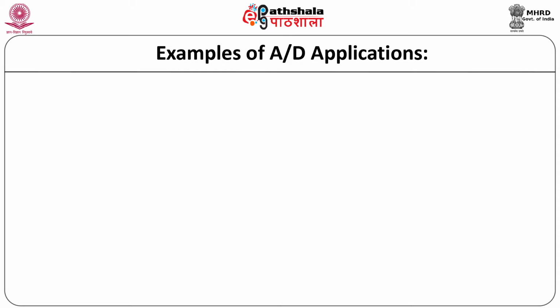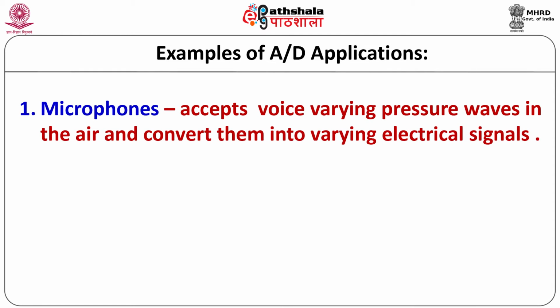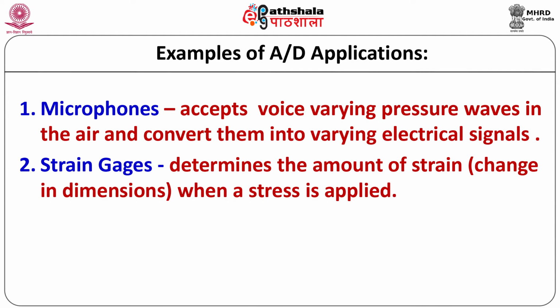There are various examples where we need such a analog to digital converters. As we know, the microphone accepts voice varying pressure waves in the air and convert them into varying electrical signals. We may have to convert such an output of a microphone into digital form. We know that strain gauges are used to determine the amount of strain when a stress is applied. We can convert such an output of a strain gauge into digital form using analog to digital converters.